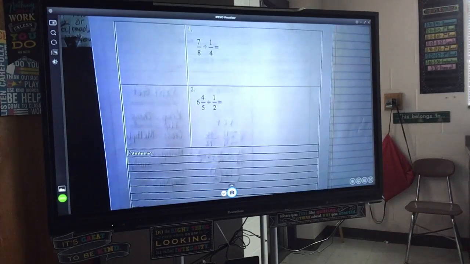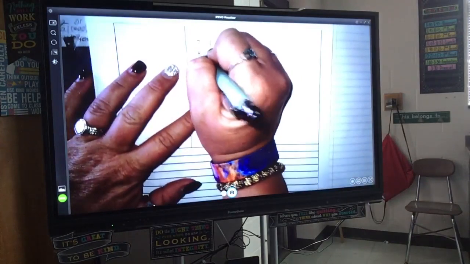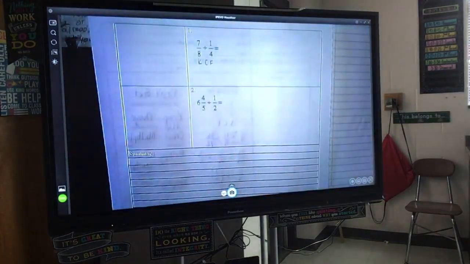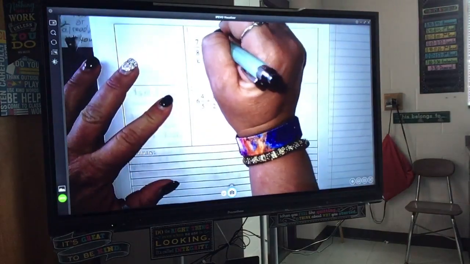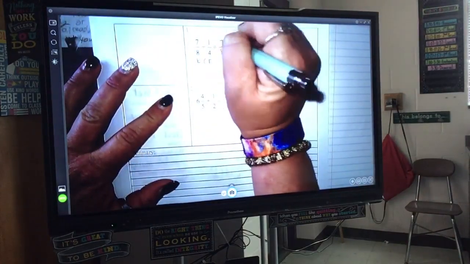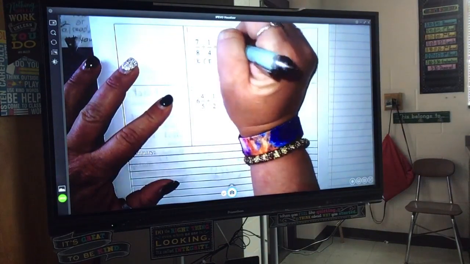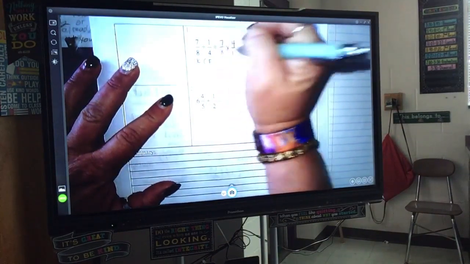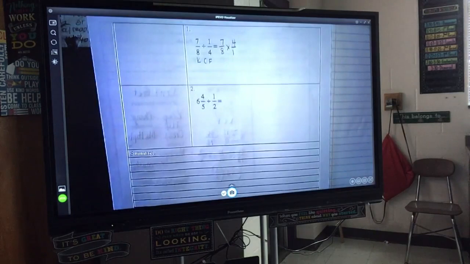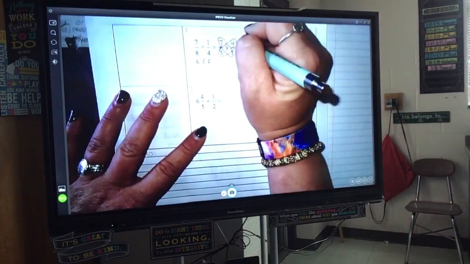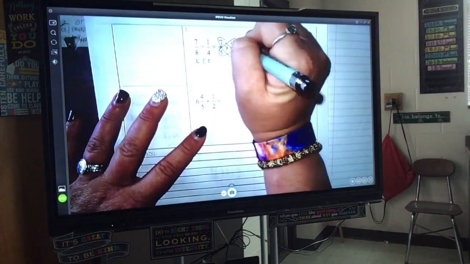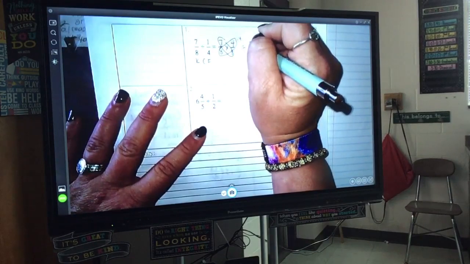All right, let's go ahead and go over these. So for this top one, what was a way that somebody wants to share that they solved it? All right, Jack. So first I do keep, change, 7/8, the division to multiplication, 1/4 can become 4 over 1. Okay. So then I butterfly method, those two can divide by 4, which gives you 1.